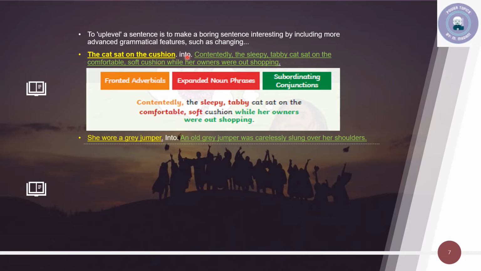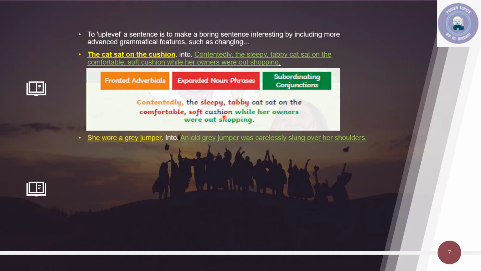So, you see there's so much difference in these two sentences. Now what have I added? I have added fronted adverbials, expanded noun phrases, and subordinating conjunctions. Contentedly is the fronted adverbial. You can add this to any sentence. And I've also added expanded noun phrases: sleepy, tabby, comfortable, soft.